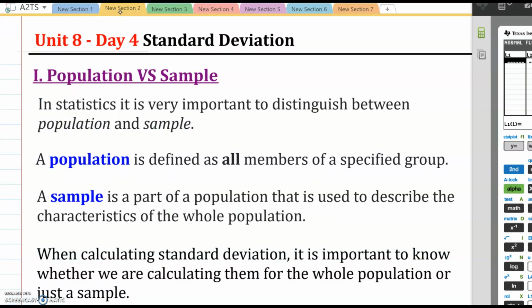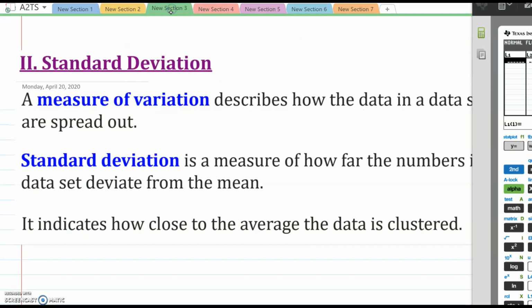Here we go. Populations versus samples. Now, the population is going to be all of the members of whatever group you're working with. And a sample is just going to be part of the population. For example, one class is a sample. The entire population would be all the people that are going to the school. When you're calculating a standard deviation, you have to know whether it's going to be a sample or a population because you're going to be doing different formulas.